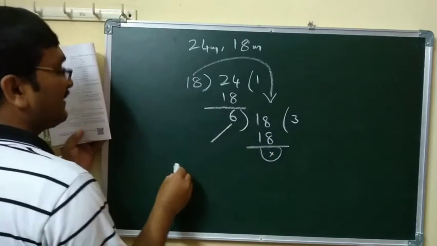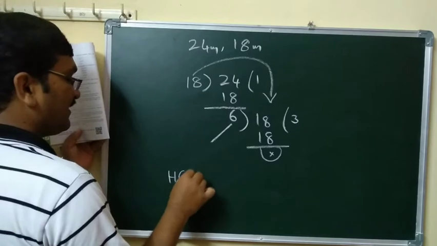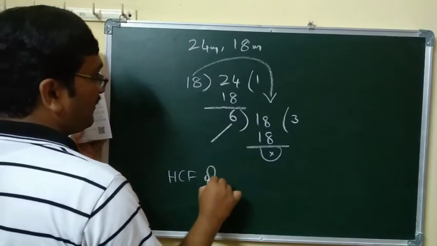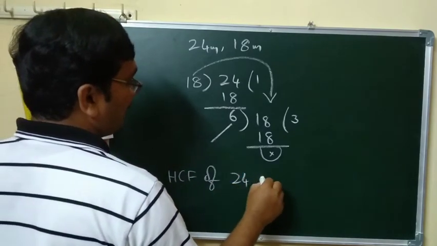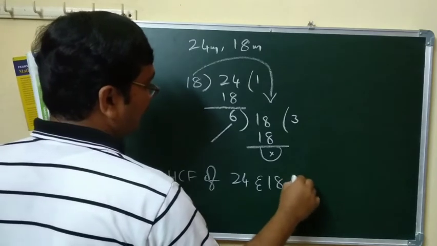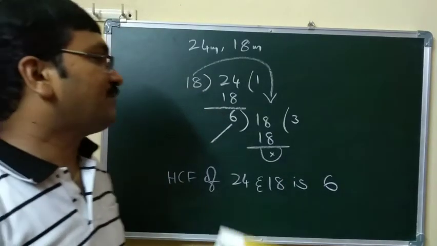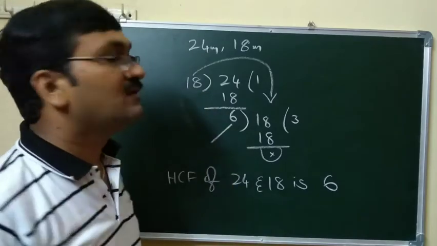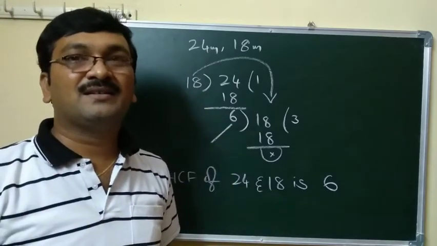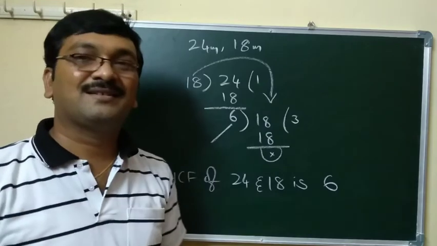So here the GCD or HCF of 24 and 18 is 6. It means that by using the 6 meter tape, we can measure the two lengths accurately. So that's the logic.